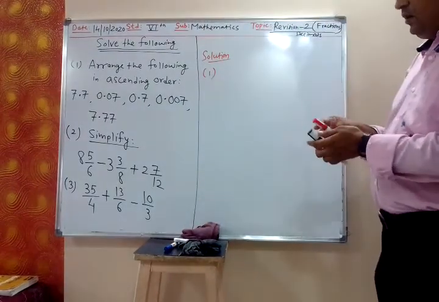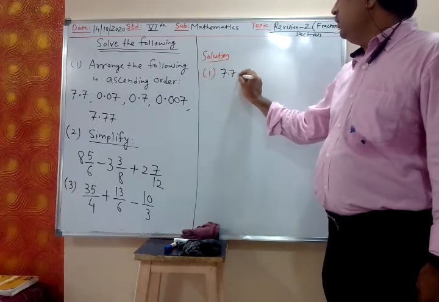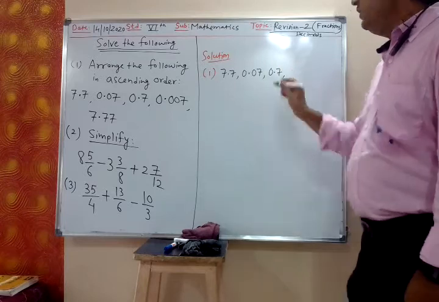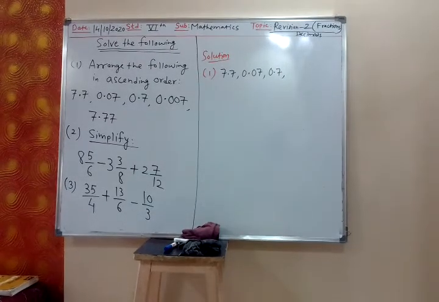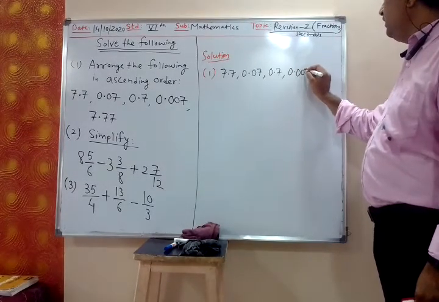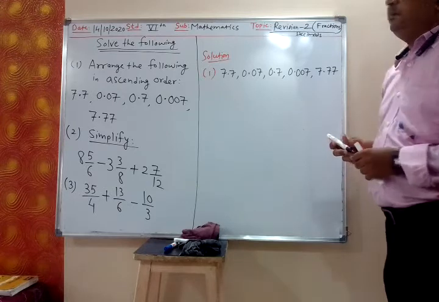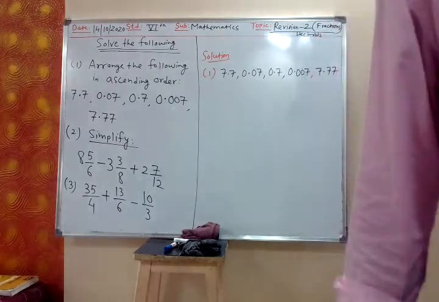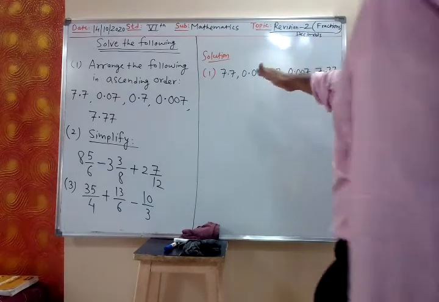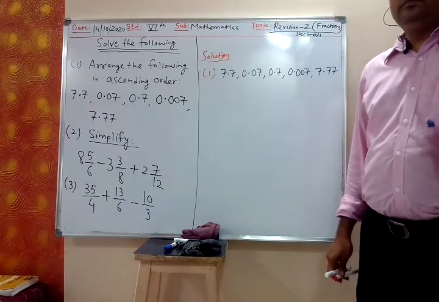Arrange the following in the ascending order. So first it is 7.7, 0.07, 0.7, 0.007, then 7.77. Now we want to arrange them in the ascending order. It is a question, no? You have to write the question.